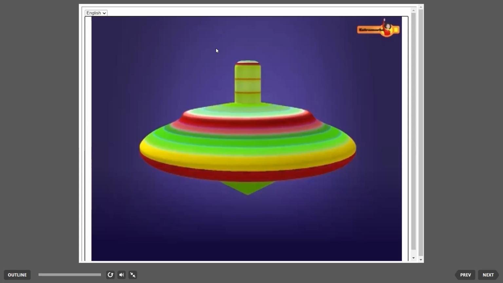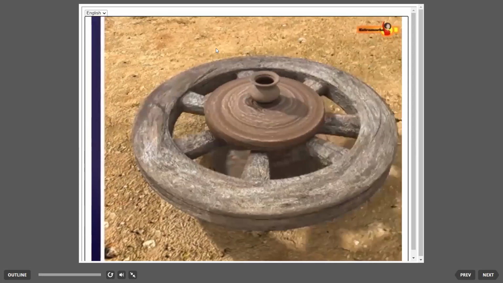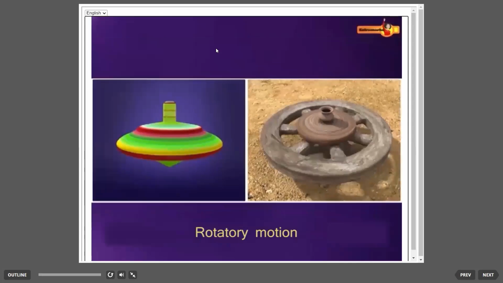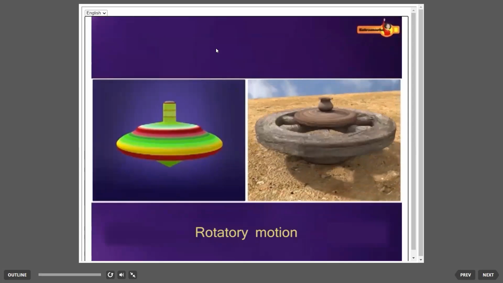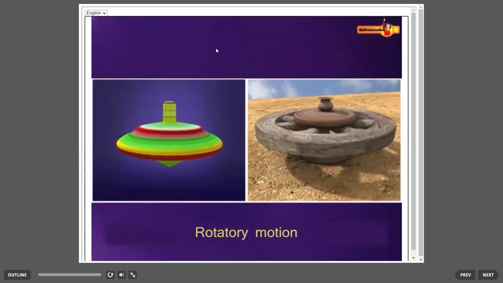But in the case of a spinning top or potter's wheel, the rotation can be seen even when external forces are removed. It may slow down due to frictional force, but it keeps on rotating. Now I think all of you are clear with rotatory motion, revolution and circular motion. Rotatory motion means when an object moves at a fixed position. Circular is when an object moves in a circle.